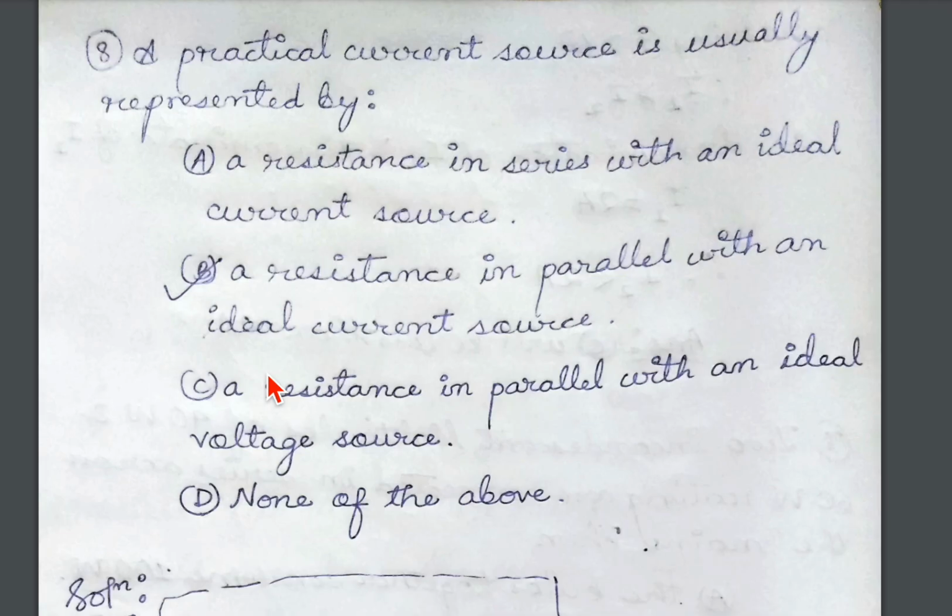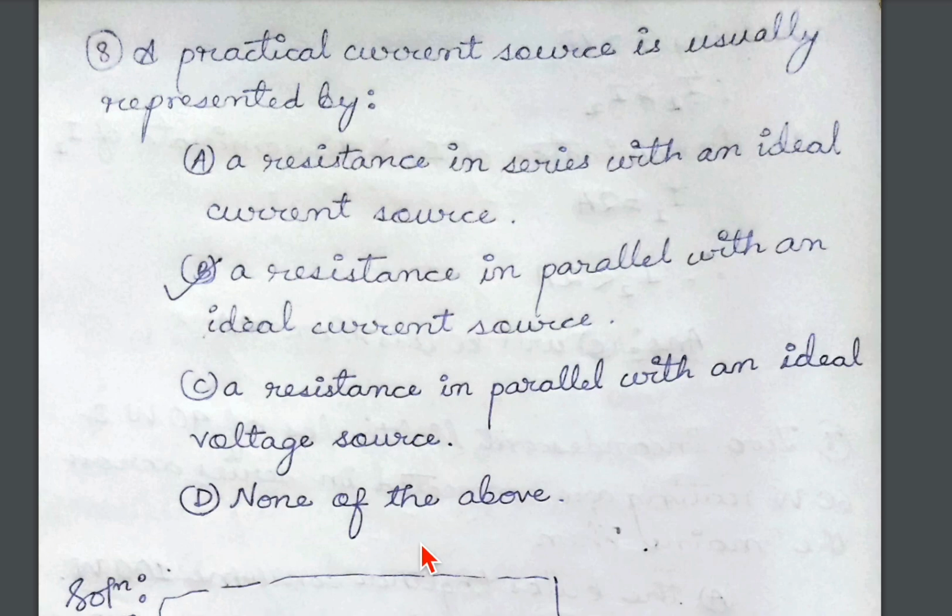Okay. What does question 8 say? It says a practical current source is usually represented by, we have four options again. Option A, resistance in series with an ideal current source. Option B, a resistance in parallel with an ideal current source. Option C, a resistance in parallel with an ideal voltage source. And D, none of the above.